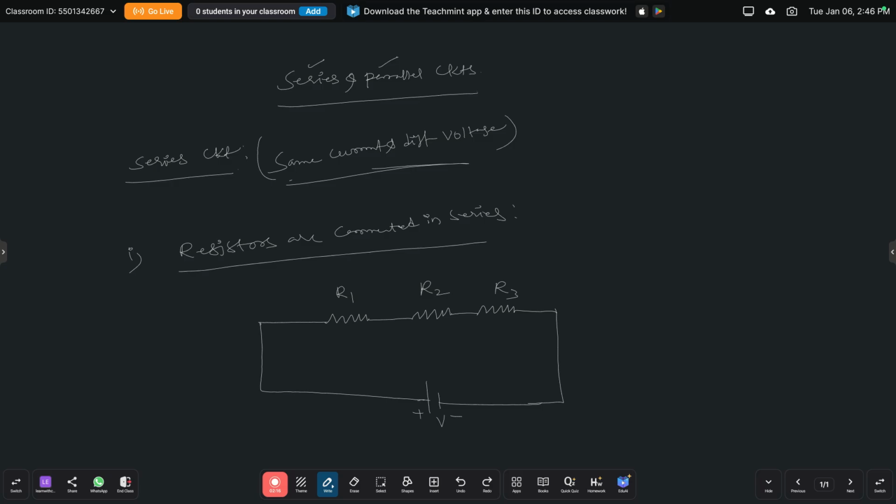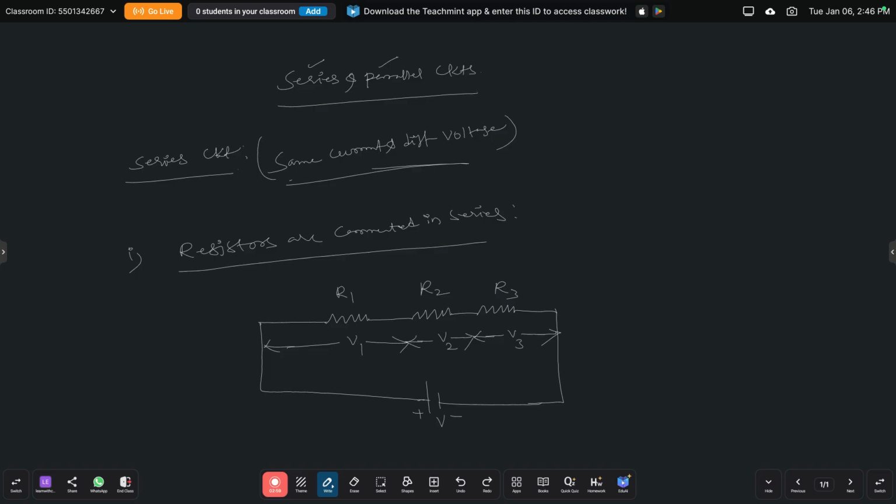So initially we are taking three resistors connected in series, and the combination of these three resistors is connected across a voltage source V. Here the voltage across resistor R1 is V1, across resistor R2 is V2, and across resistor R3 is V3. This is the series circuit, and for a series circuit there is always the same current and different voltages.